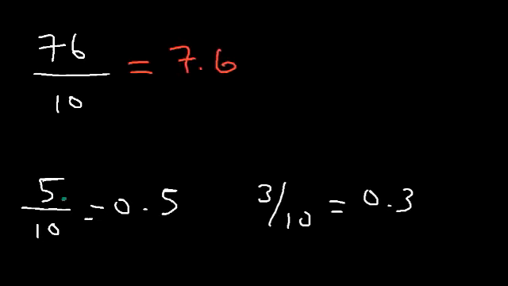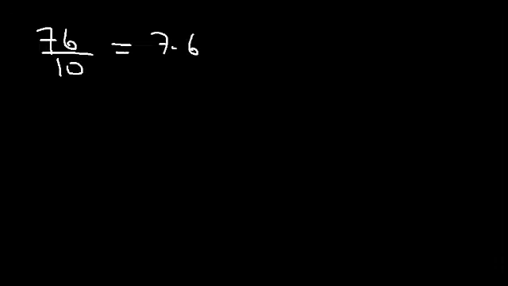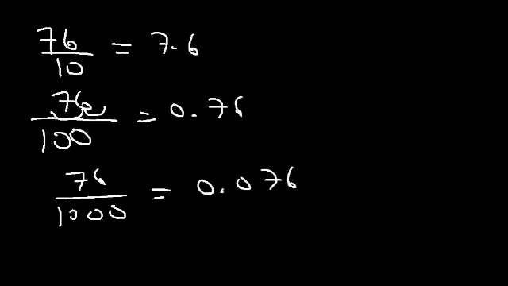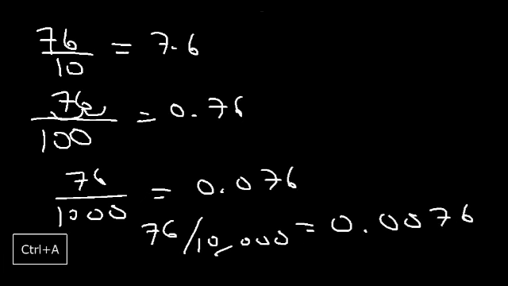You see, what you need to do is move the decimal 1 unit to the left. So it's right now right here. You move it to the left, it becomes 7.6. So notice the pattern. 76 over 10 is 7.6. 76 over 100, you move the decimal 2 units to the left. That's going to be 0.76. 76 over 1,000, 0.076. 76 over 10,000, it's going to be 0.0076.